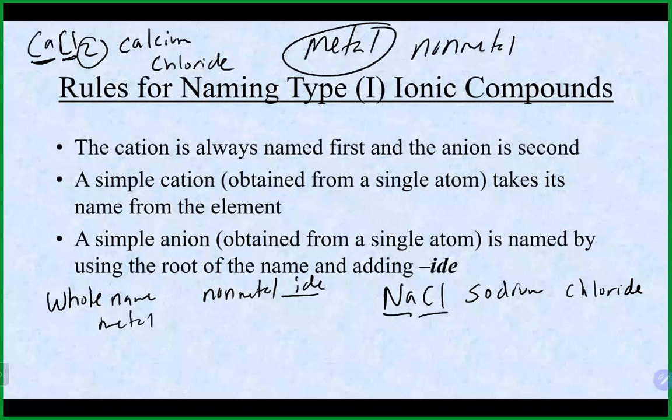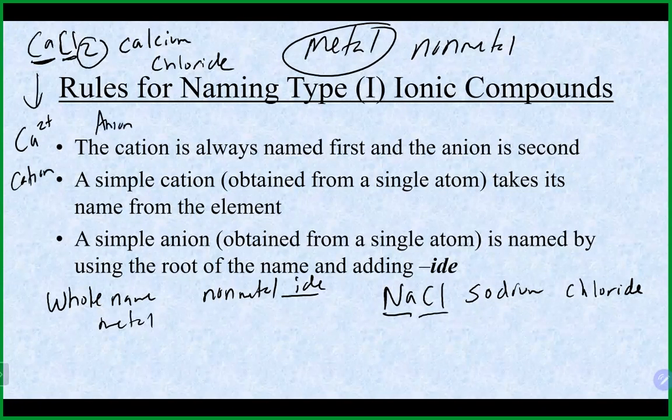The cation here is calcium with a +2 charge. The anion would be Cl-, not Cl2-, just Cl- would be the correct formula for the anion.